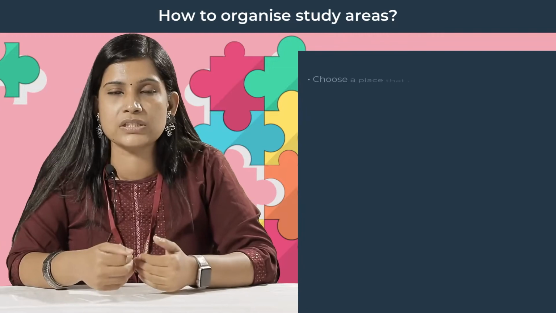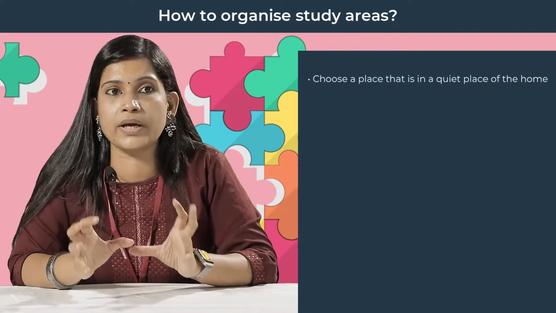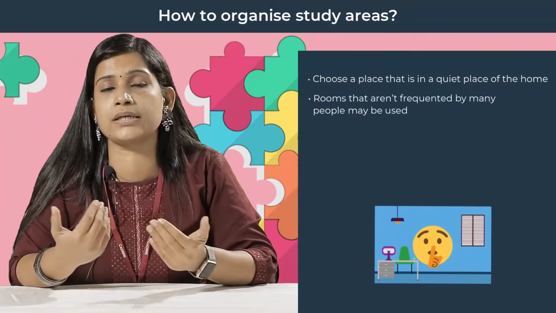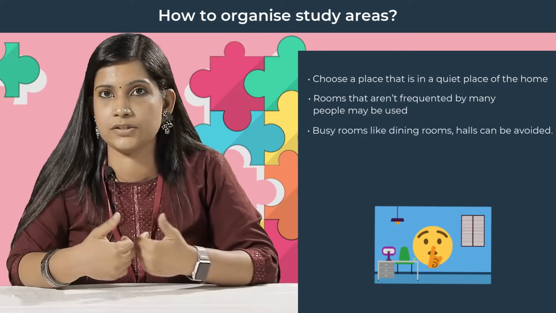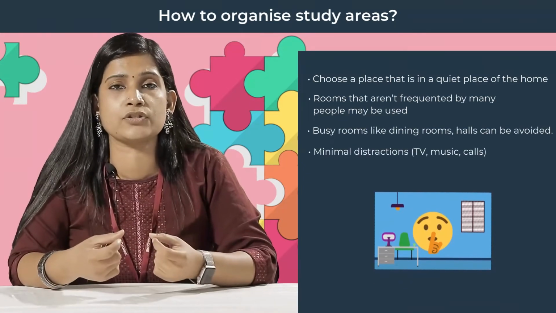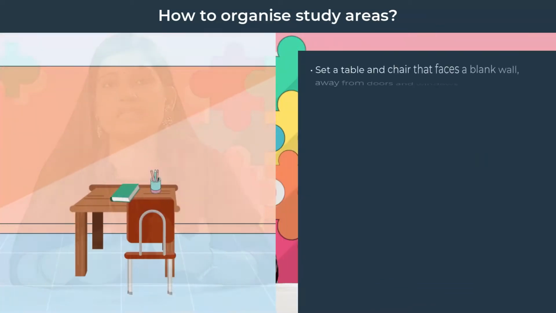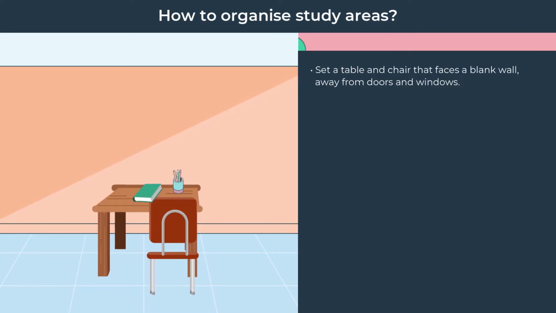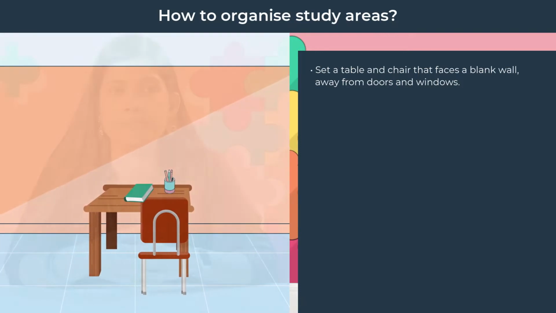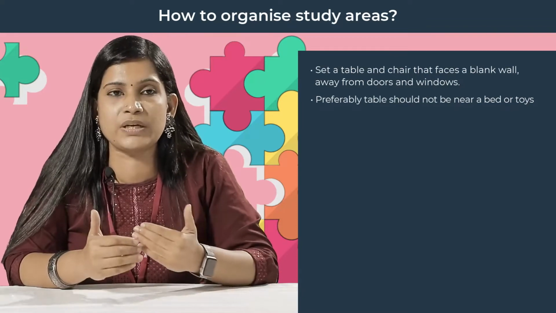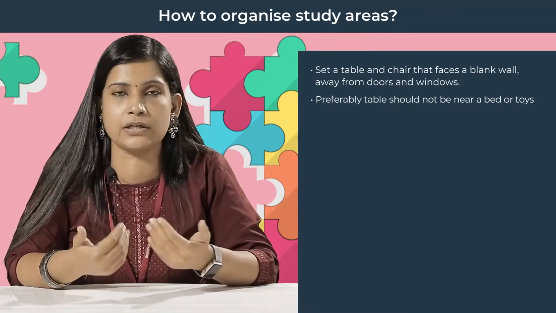Now let's see how the study area has to be organized. For this, we have to find a quiet place in our home. There won't be any other people moving around like in the dining room or drawing room, which will distract the child. And there must be minimum distraction of TV, music, phone calls, or people talking. And a comfortable table and chair must be set to face a blank wall without curtains, mirrors, doors, windows, etc. And preferably the table must not be near a bed or a toy, which may distract the child to play or lie down.